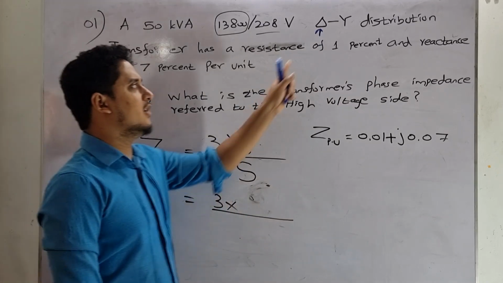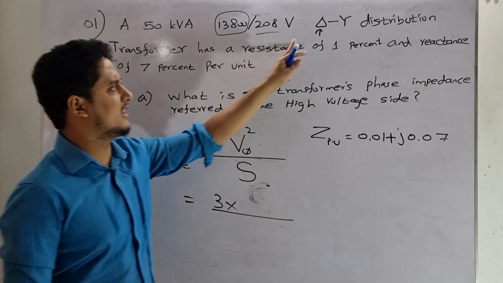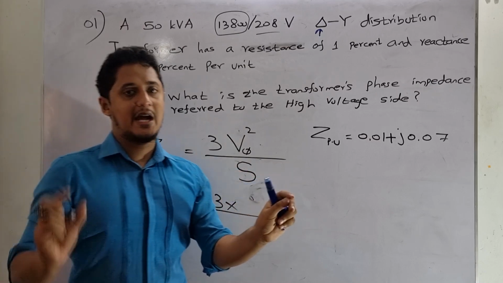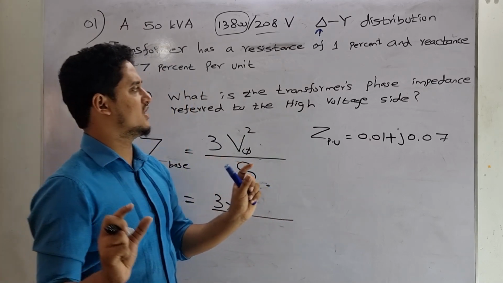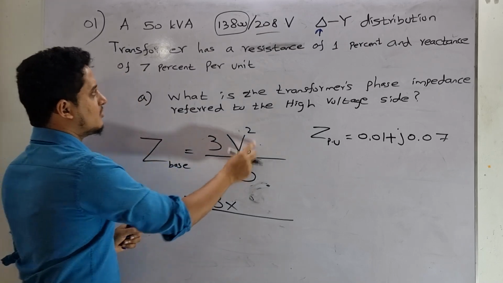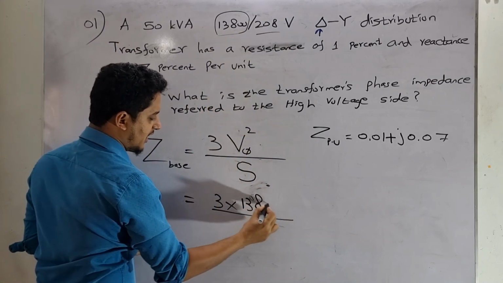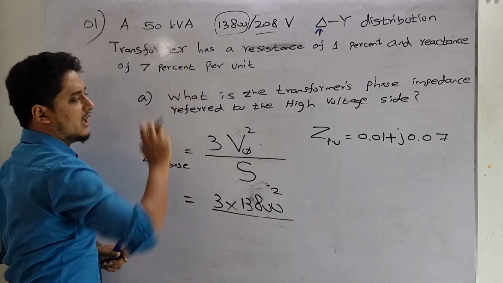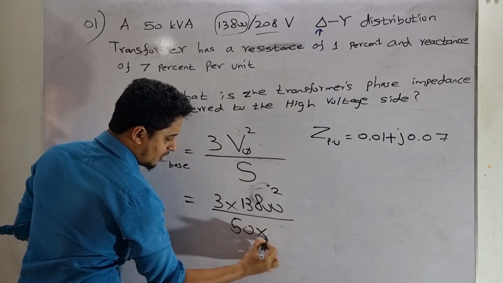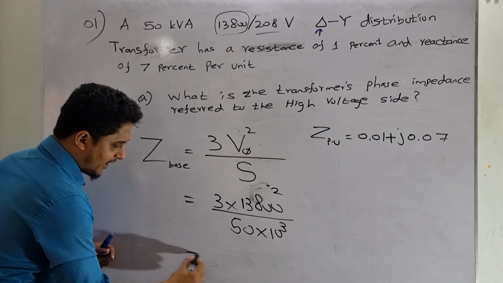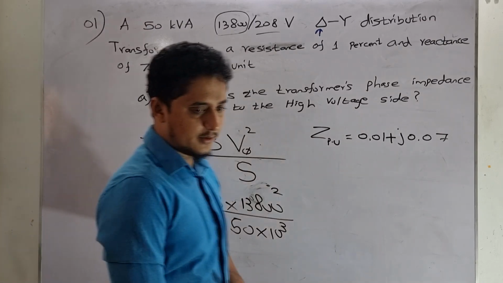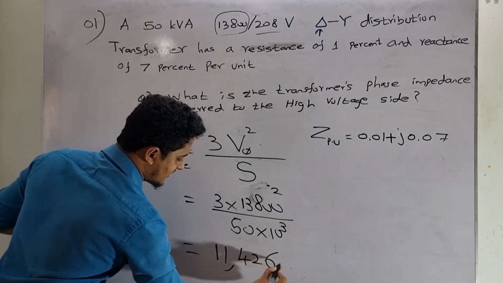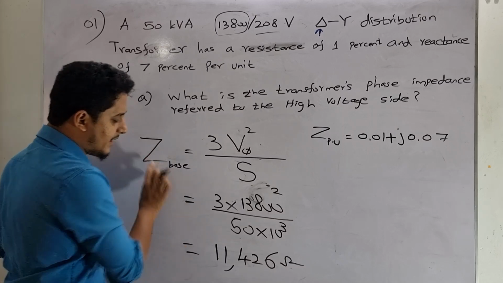In this transformer the high voltage side is delta connection, so line to line voltage and phase voltage are the same. Therefore the base impedance is equal to 13,800 squared divided by the apparent power. What is the apparent power? 50 kVA, so 50 times 10 to the power 3. If you divide these, you will get 11,426 ohm. So this is the base impedance.